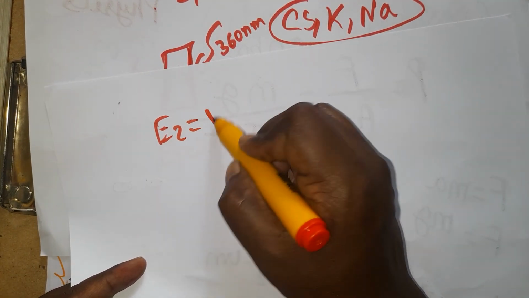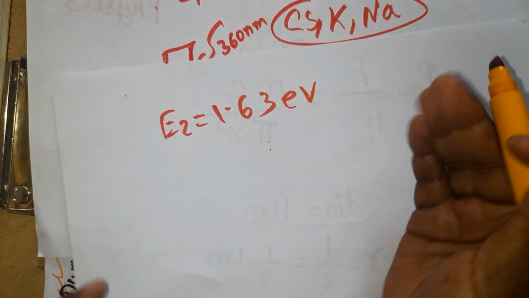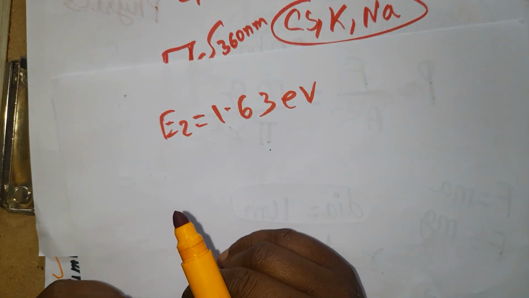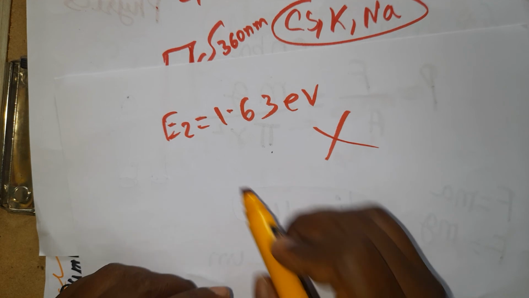Okay, third one, E3. E3 I got 1.63 eV. It is less than the given materials' work functions. Okay, so there is no material suitable for this value.